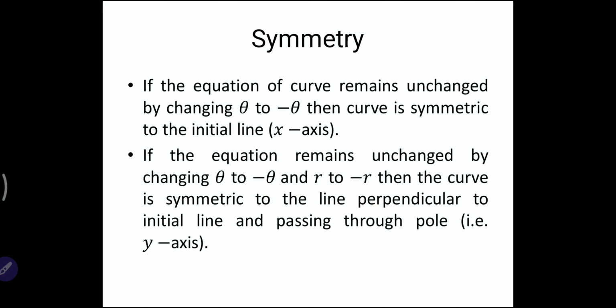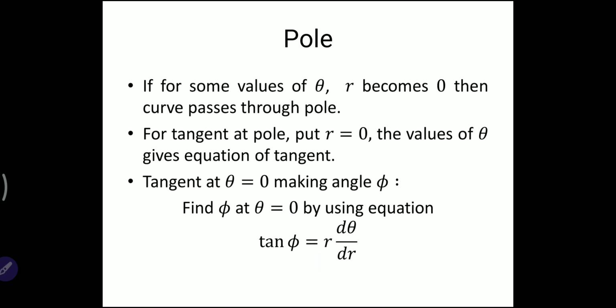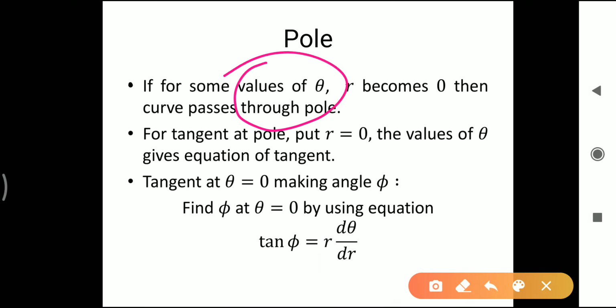For the x-axis, simply replace theta by minus theta. For the y-axis, we are going to change both things: replace theta by minus theta and r by minus r. Then, after symmetry, we check whether the curve is passing through the pole or not. To check the pole, we are supposed to find a value of theta for which r becomes 0. For the tangent at the pole, we put r equal to 0 and find the corresponding values of theta between 0 and 2 pi.